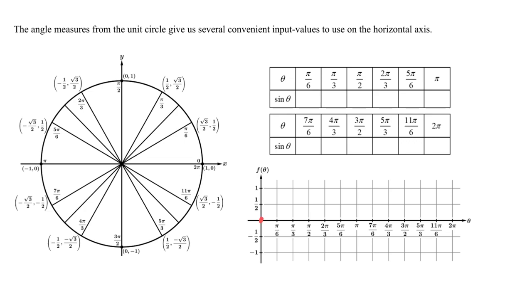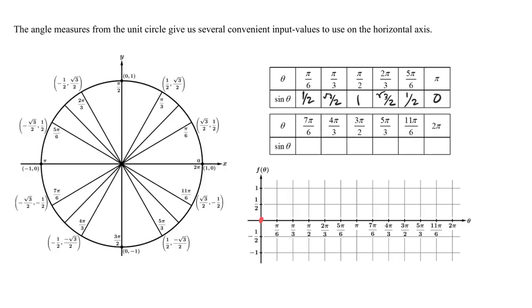Okay, and now let's fill in the rest of these numbers that we have up here. What is sine of pi over 6? 1/2. What is the sine of pi over 3? Square root of 3 over 2. Pi over 2 is 1. 2 pi over 3 is square root of 3 over 2. Then 1/2. And then back to 0. Okay, so let's go ahead and graph that.